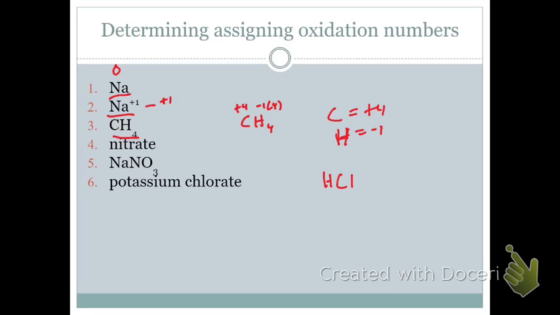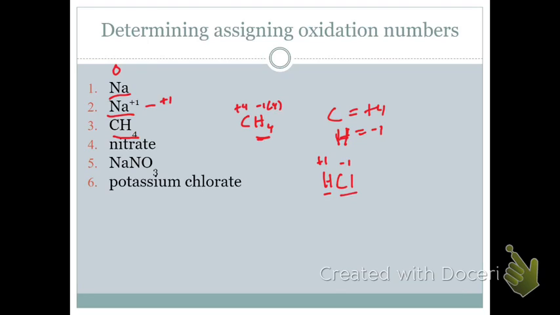If hydrogen is written like this in the cation position, then this will be a +1, leaving -1 for this chlorine. So sometimes it could be -1. You can see it's in the anion position. It's not really an anion, but in that second position, it's going to have a negative charge as well.